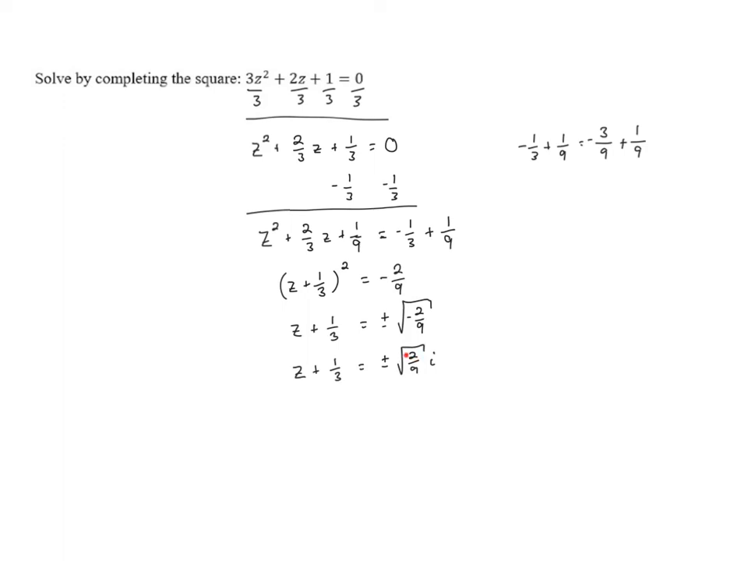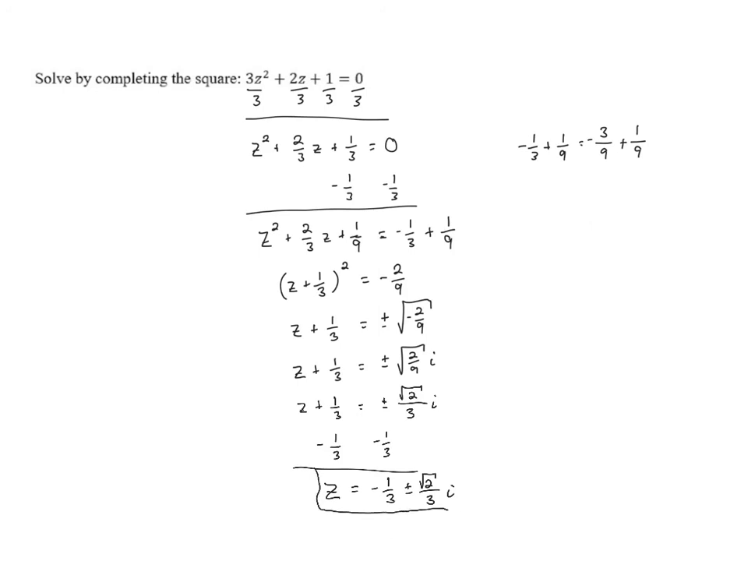The numerator is not a perfect square, but the denominator is. So if we evaluate that square root of 9, we end up with the square root of 2 in the top and then just 3 in the bottom, because the square root of 9 is 3. And the last thing we need to do to get z alone is to subtract 1/3 on both sides. This gives us z alone on the left, and then on the right we have negative 1/3 plus or minus the square root of 2 over 3 times i.